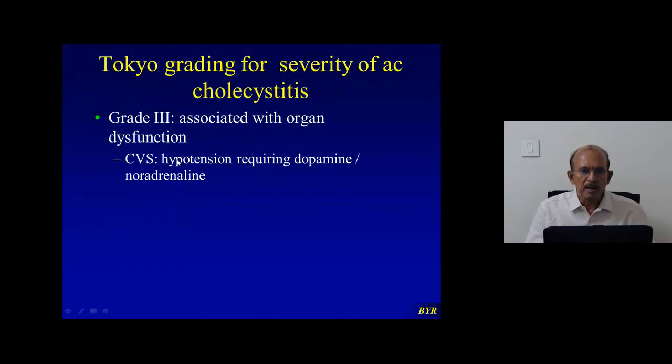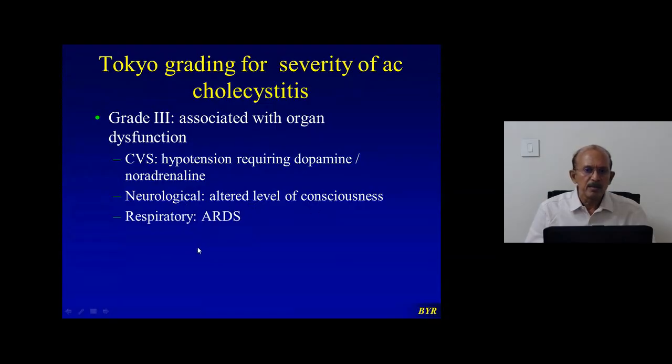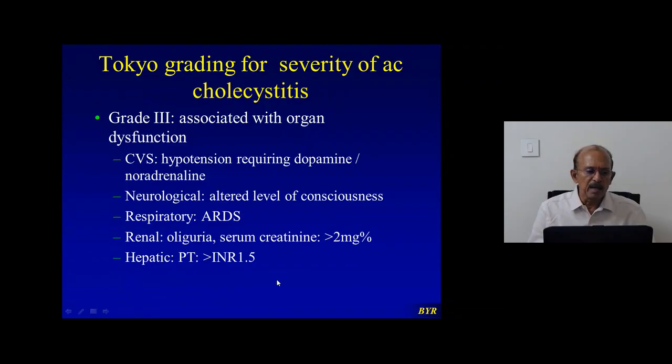CVS: the patient will be in hypotension requiring dopamine or noradrenaline. There may be neurological disturbance in the form of altered level of consciousness. Respiratory system: there may be features of ARDS. Renal: the patient may be having renal failure in the form of oliguria or elevated serum creatinine more than 2 milligram percent. What is the normal serum creatinine level?